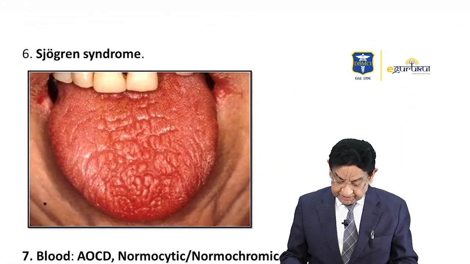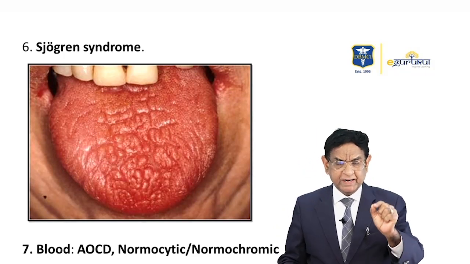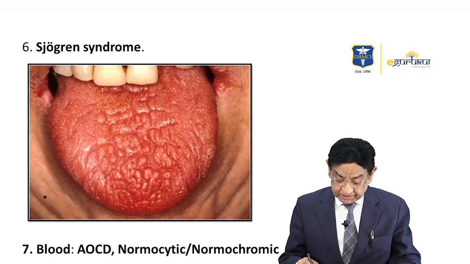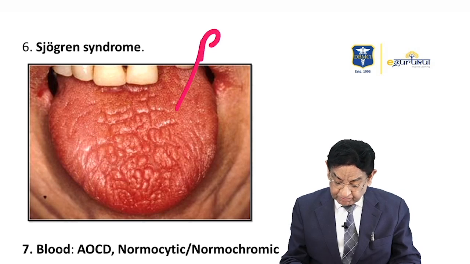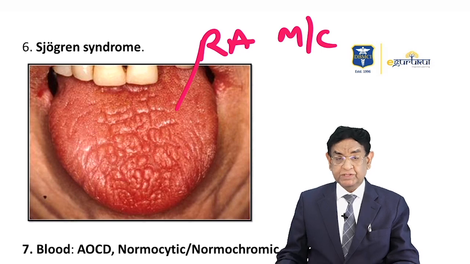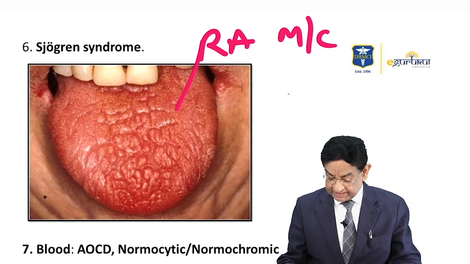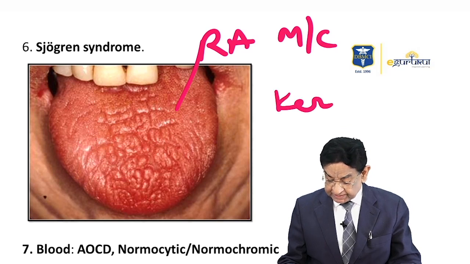Sjogren's syndrome, the patient can have dry eyes. So if they talk about dry eye, dry mouth, that is Sjogren's syndrome. And in fact, RA is the most common cause of secondary Sjogren's syndrome. Due to this reason only, even the most common eye sign is keratoconjunctivitis.